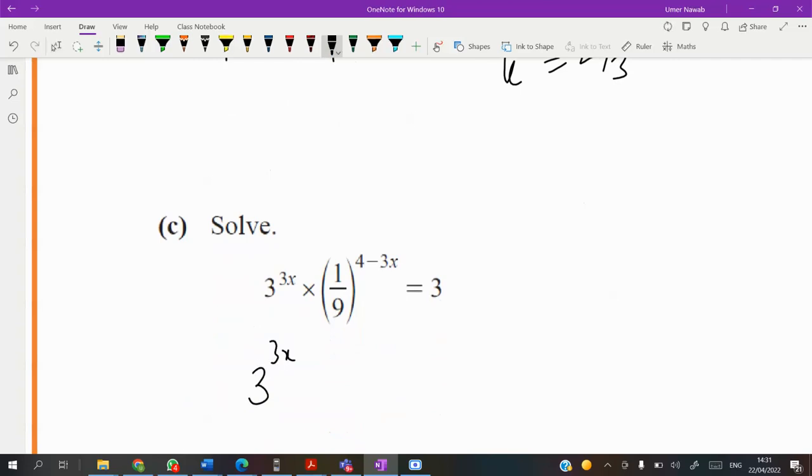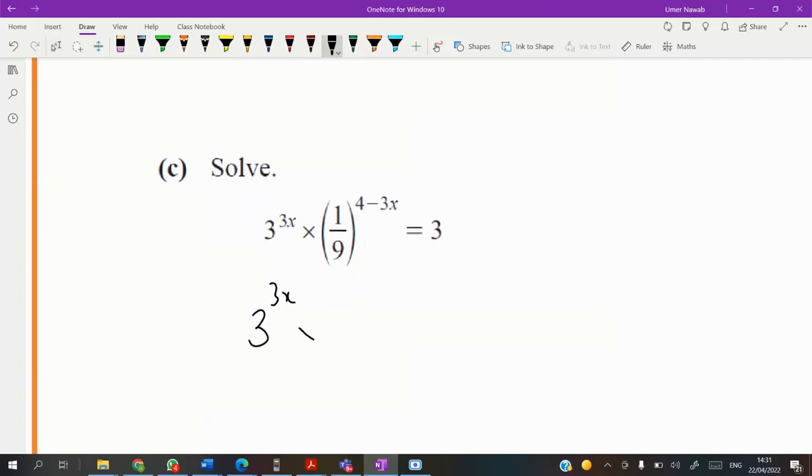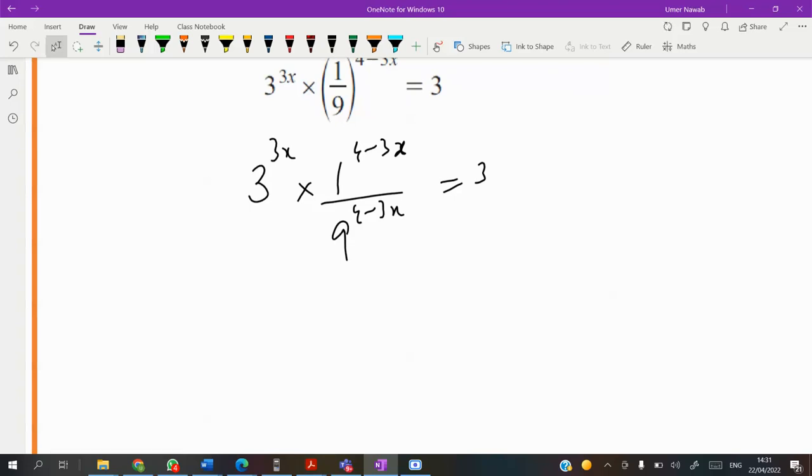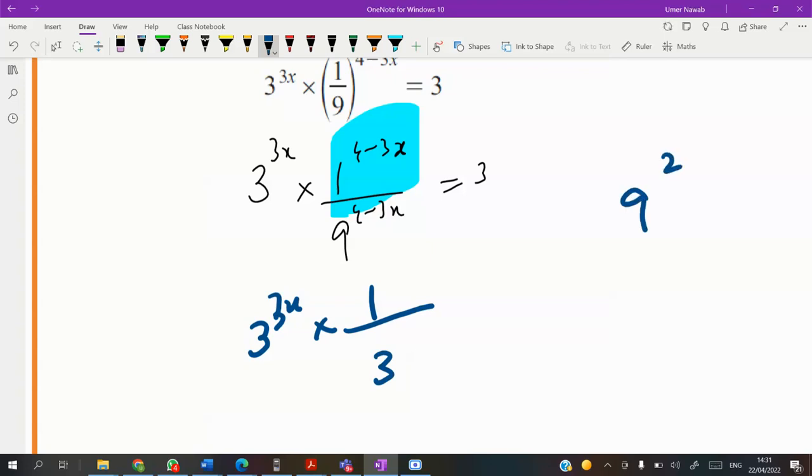Next, 3 raised to the power 3x, y is 1 over 9. I can write it as 1 to the power 4 minus 3x, and 9 raised to the power 4 minus 3x is equal to 3. Any power of 1 is always 1. So 3 raised to the power 3x times 1 over 3 raised to the power, because 9 can be written as 3 raised to 2. So when I write 2 outside, it multiplies with 4 minus 3x. So the answer will be 8 minus 6x, 2 times 4 is 8 minus 6x, is equal to 3.